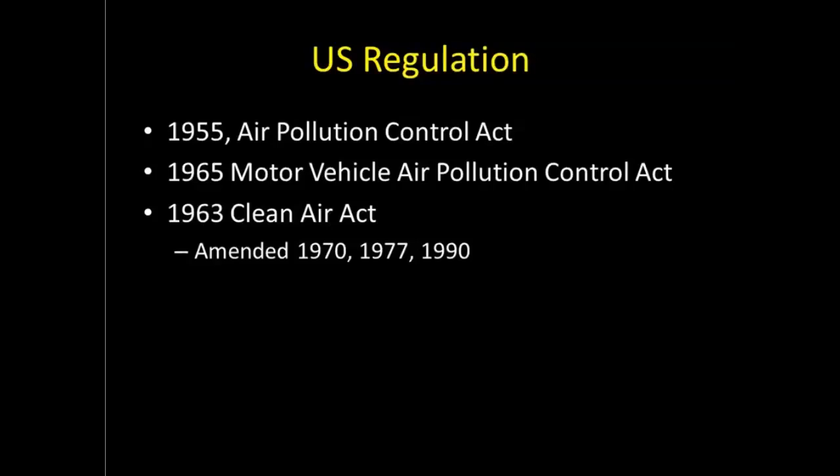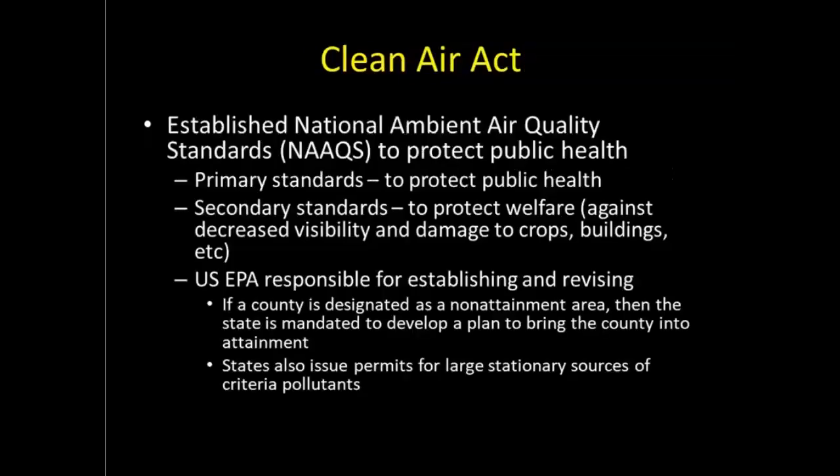So a little bit about regulations. Mostly this is all driven by, there was an Air Pollution Control Act and then a Motor Vehicle Air Pollution Control Act, but then the Clean Air Act in 1963, which has been amended multiple times, has been the biggest driver toward clean air in the United States. The Clean Air Act established the National Ambient Air Quality Standards, and these were intended to protect public health, but also had a secondary standard to protect welfare. In other words, damage to crops. You saw all those issues with acid rain. You can imagine acid rain would decrease crop yields and potentially destroy crops and buildings and things like that. So all of these things are secondary standards.